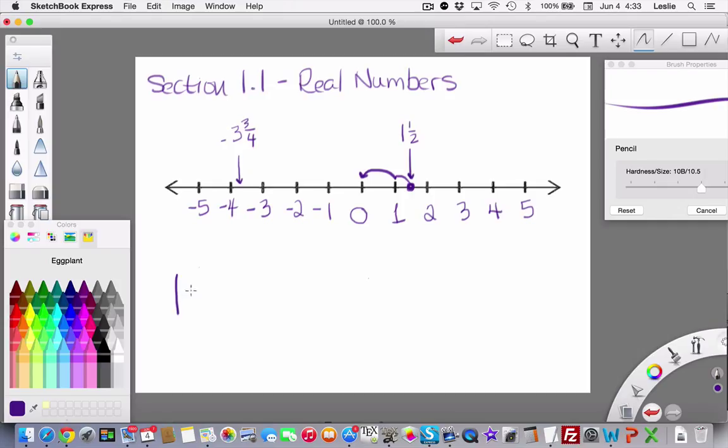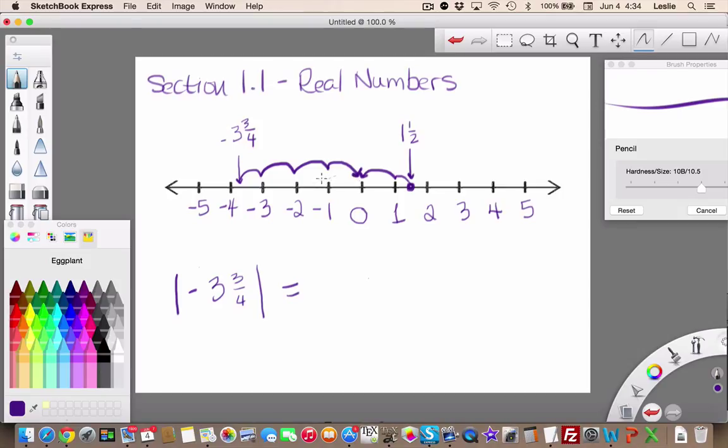The absolute value of -3 3/4 is... I need to go 3/4 of a unit to get to 3, and then I need to go 1, 2, 3 more whole units. So 1, 2, 3 whole units plus this initial 3/4, 3 3/4.